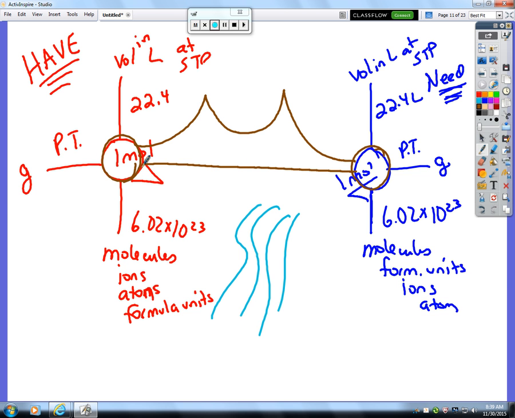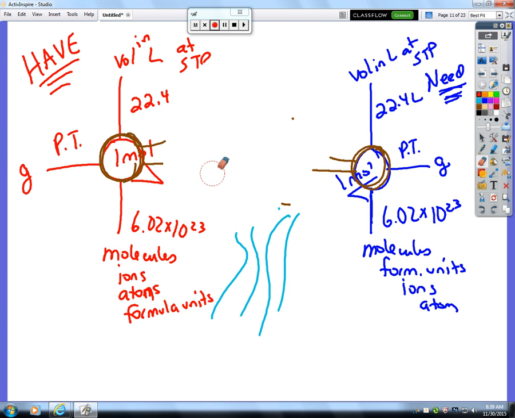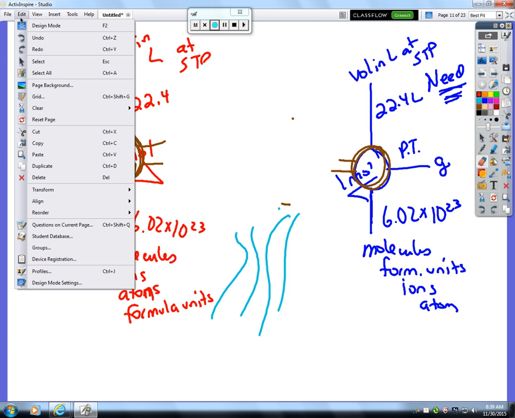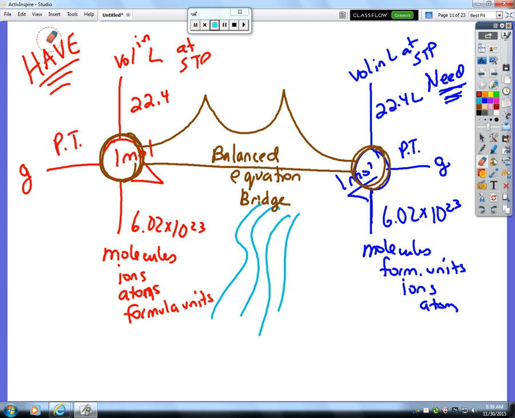You've learned how to balance equations, and you've learned how to do mole maps. So we're going to call this the balanced equation bridge. And I have a pretty picture on the next page, and you also have it on your sheet. The balanced equation bridge is what connects moles of what we have to moles of what we need. Do you see that? If this wasn't here, what would happen? Oh goodness, there'd be a river, and there's no way they could visit each other. But now there's a bridge.